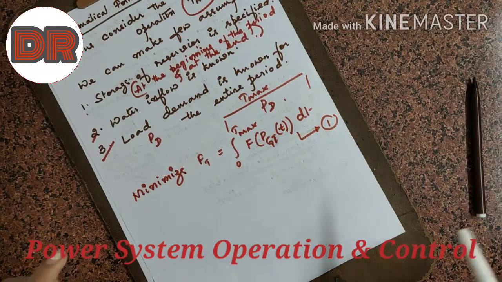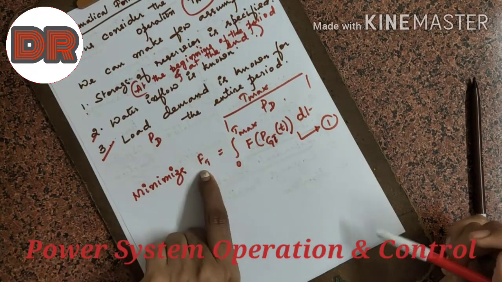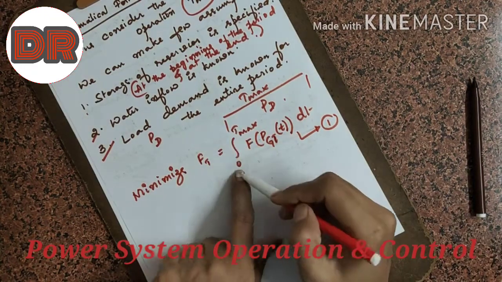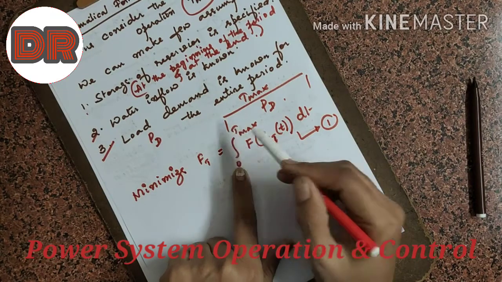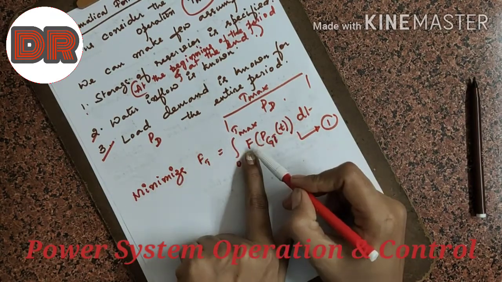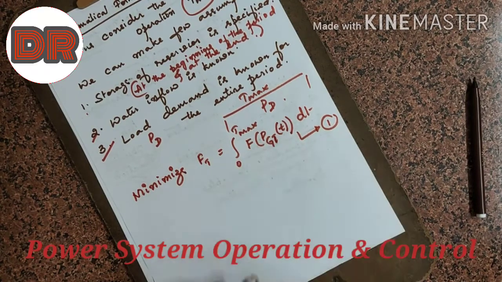So we have to minimize the cost of what? Cost of thermal power plant, and thermal power plant and hydro are working from 0 to Tmax period. So it is the entire interval. So for the entire interval, this F is given as a function of Pgt with respect to dt. So this is the objective function.